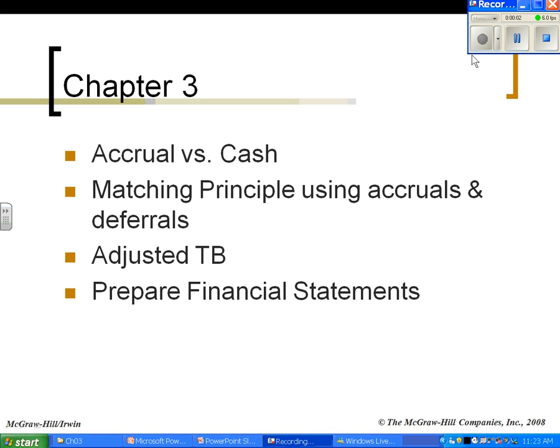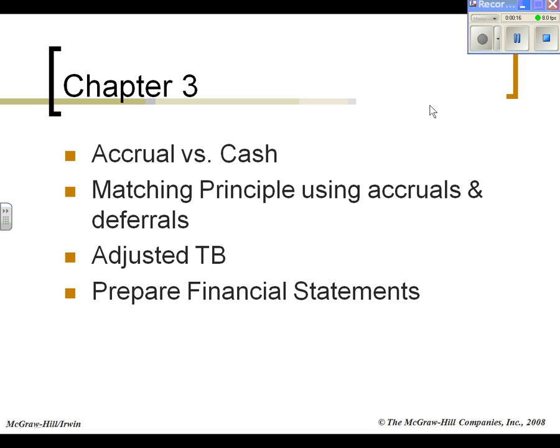Okay, this is chapter 3. What we will cover here is accrual versus cash, matching principles, using accruals and deferrals. We'll look at an adjusted trial balance, and then we will prepare our financial statements.